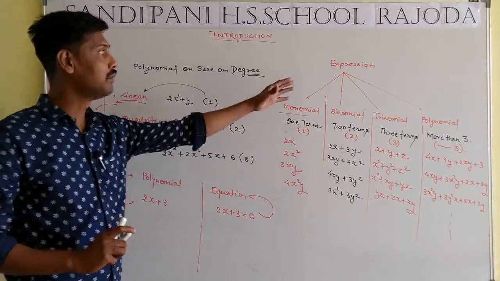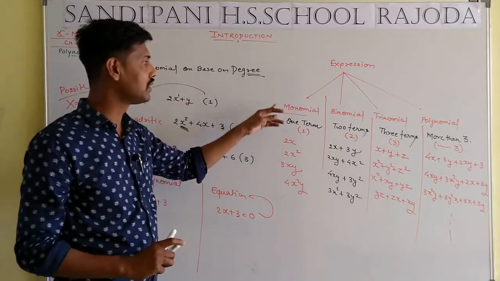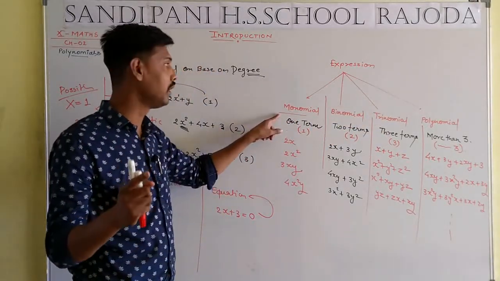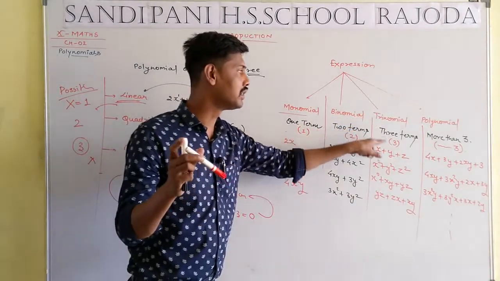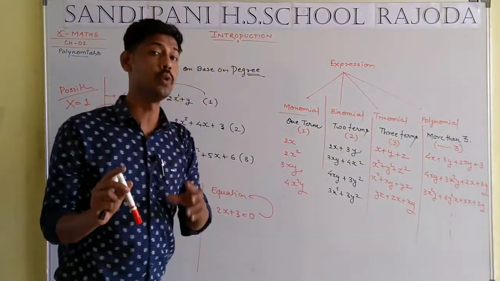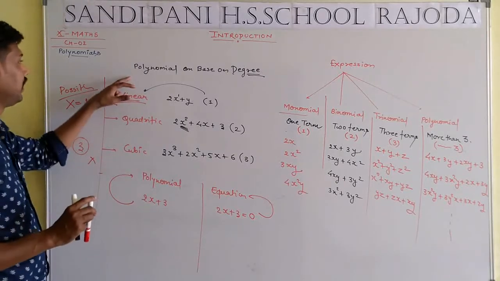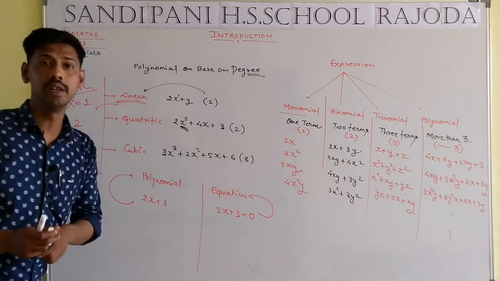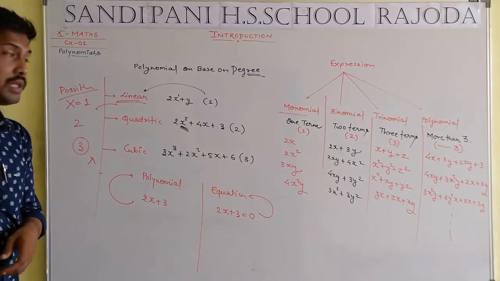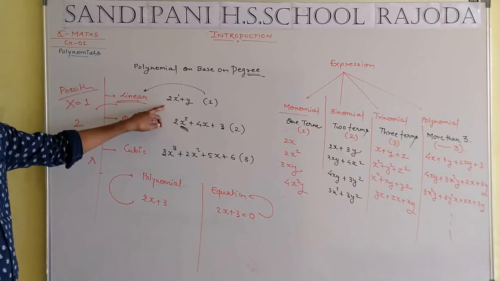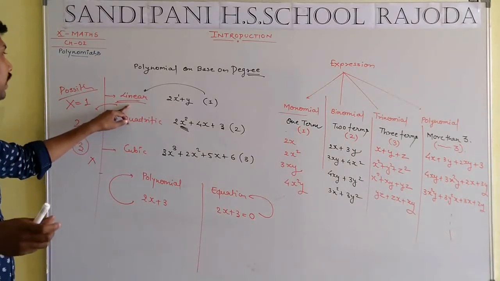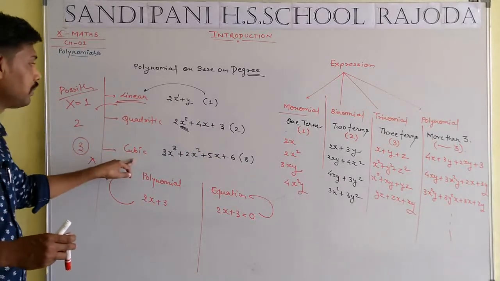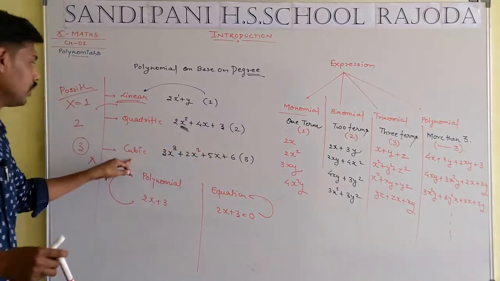So how many types of expression? There are 4 types of expressions: mono, bi, tri and polynomial. Mono means 1 term, bi means 2 terms, tri means 3, and poly means more than 3 terms. On the basis of degree, how many types of polynomial? Linear, quadratic and cubic. Linear means the maximum power of the expression is 1, quadratic means the maximum power is 2, and cubic means the maximum power is 3.